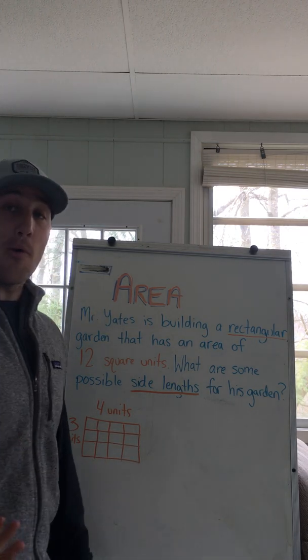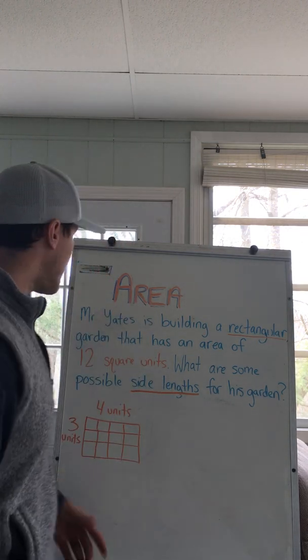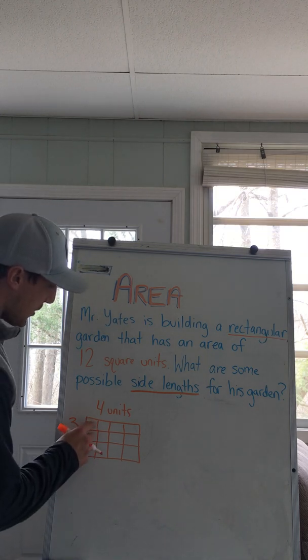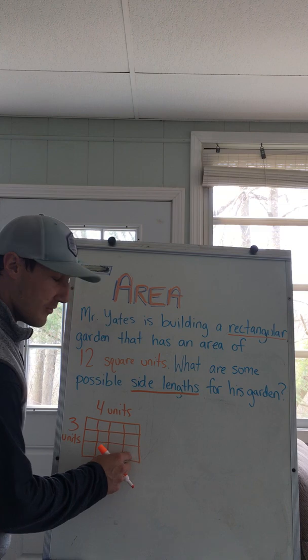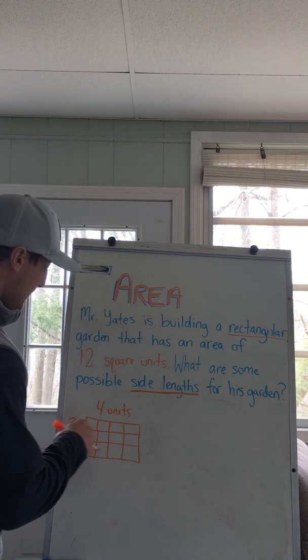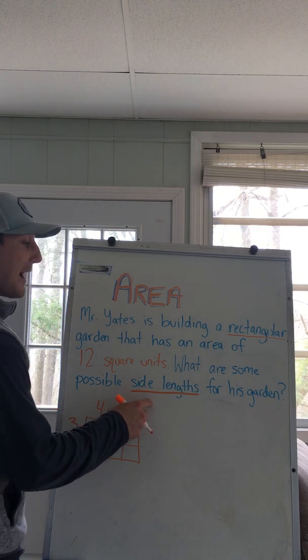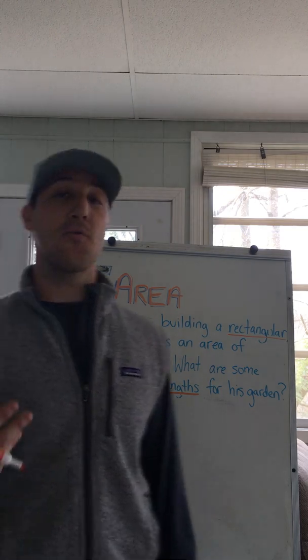Awesome. And now I can just go back and count to prove that this is going to have 12 square units. So 1, 2, 3, 4, 5, 6, 7, 8, 9, 10, 11, 12. Awesome. 4 units and 3 units are 2 possible side lengths that would make my garden work.